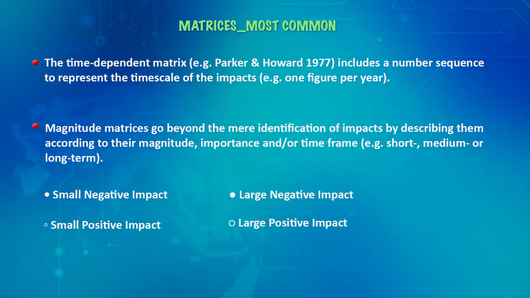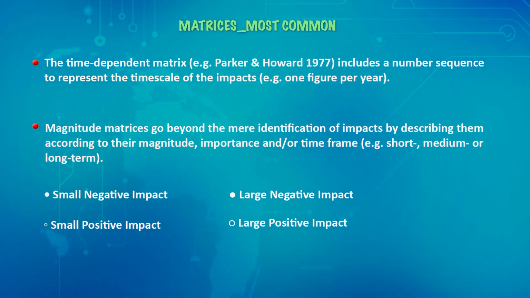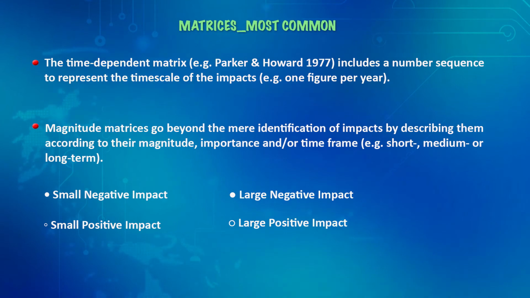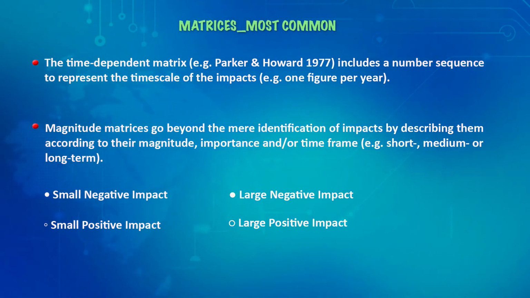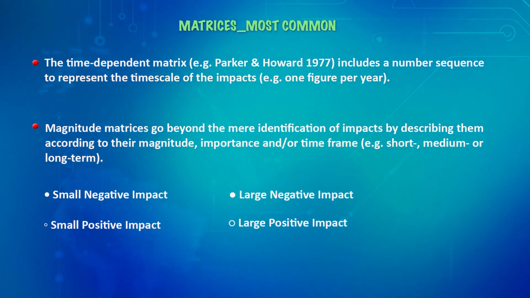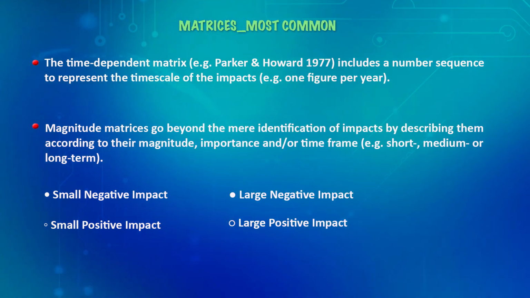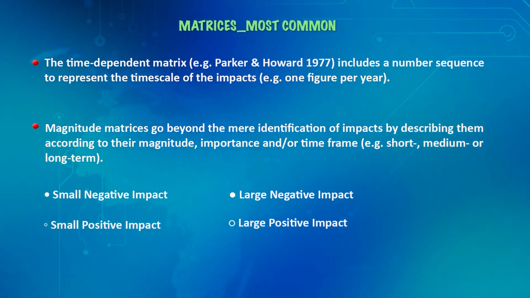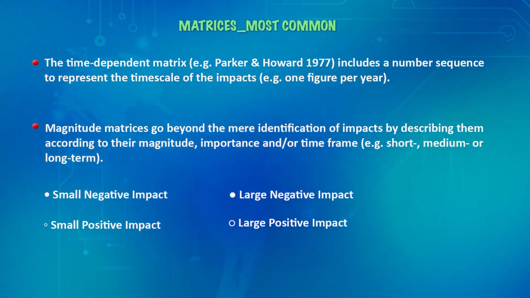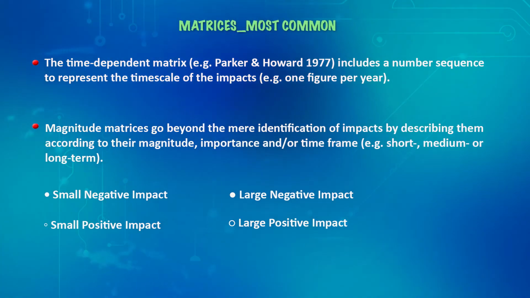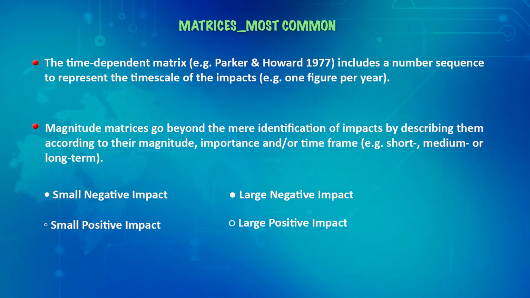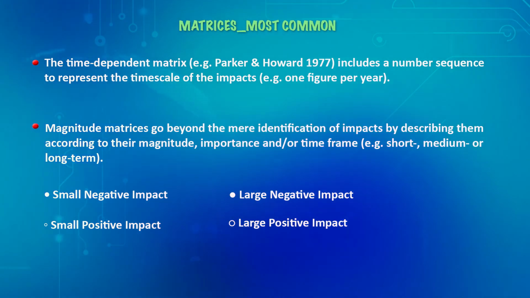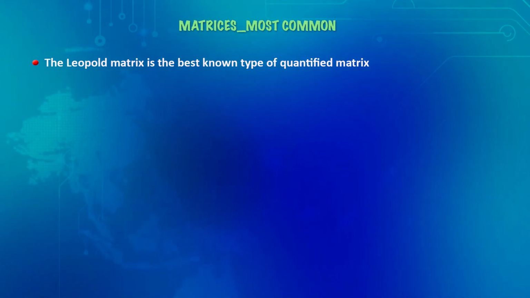The next one is the magnitude matrices. When you talk about magnitude matrices, it is beyond the mere identification of impacts. It describes the magnitude, the importance, and also the time frame. So everything is included in these magnitude matrices. For example, if it is a negative impact, we can have a small symbol, and for a positive impact, we can have our own identification marks. These are the basic things about the magnitude matrices.